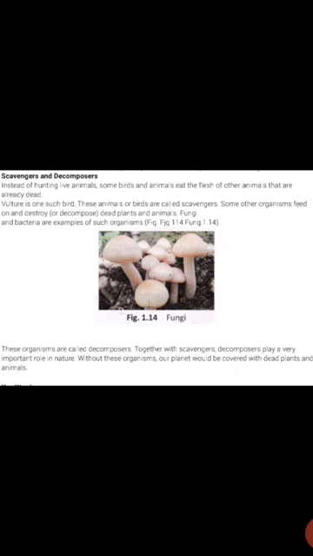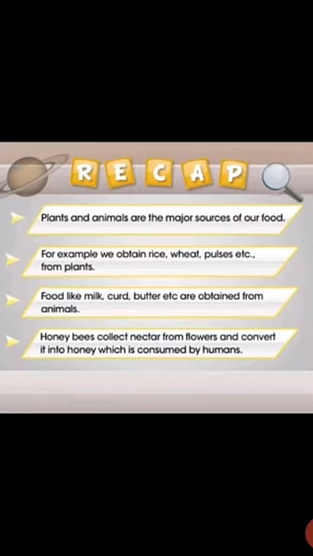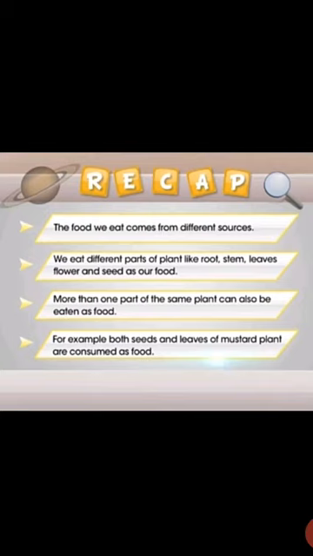So let's have the recap. Plants and animals are the major sources, as you know. For example, we obtain rice, wheat, pulses from the plants. Food like milk, curd, butter, etc. we get from the animals. Honeybees are also called an animal product, and they suck the nectar from the plants, which further is converted into honey. The food we eat comes from different sources.